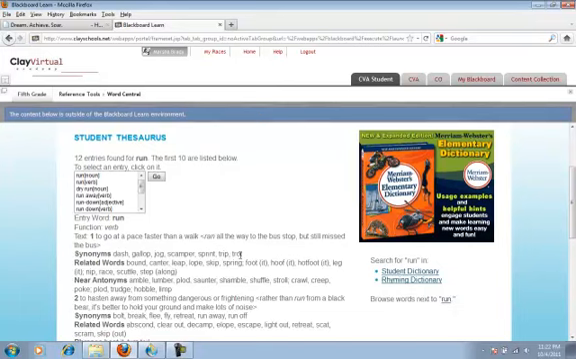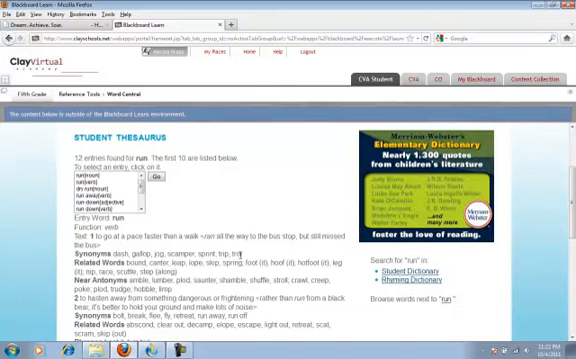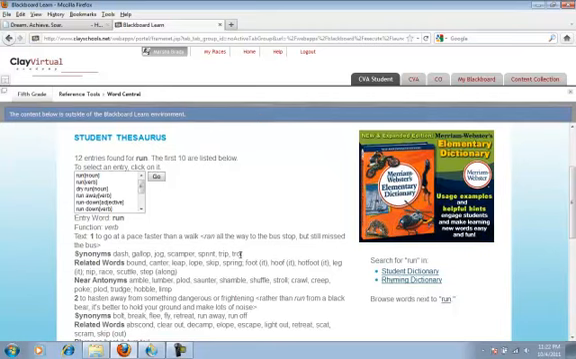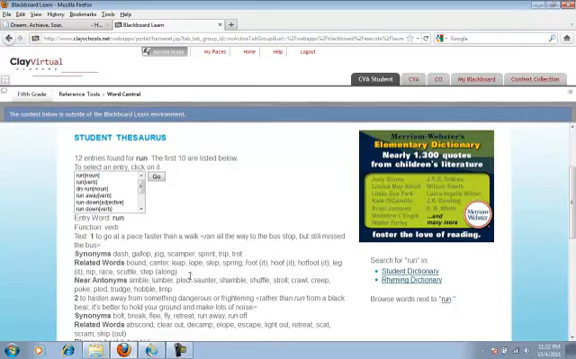trip, trot. Now I need to think about the image I'm trying to paint in my reader's mind because each of these words has a different meaning. If I said dash, that would mean they went very, very quickly. Or if I said trot, that would kind of mean going very slow, like at a slow pace across the park. So in my mind, when I'm thinking of them running, I'm thinking of them dashing or sprinting.